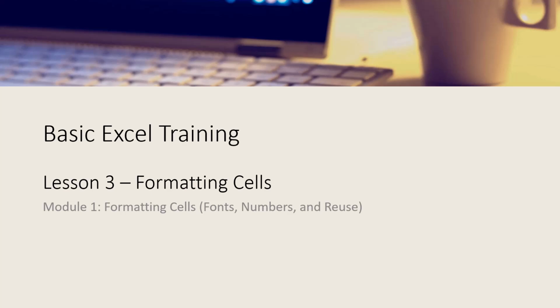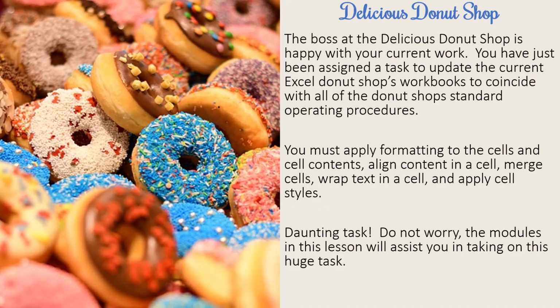Let's dive into the scenario for Lesson 3, Formatting Cells. Here we have the Delicious Donut Shop once again. The boss at the Delicious Donut Shop is happy with your current work. You have just been assigned a task to update the current Excel Donut Shop's workbooks to coincide with all of the Donut Shop's standard operating procedures. You must apply formatting to the cells and cell contents, align content in a cell, merge cells, wrap text in a cell, and apply cell styles.